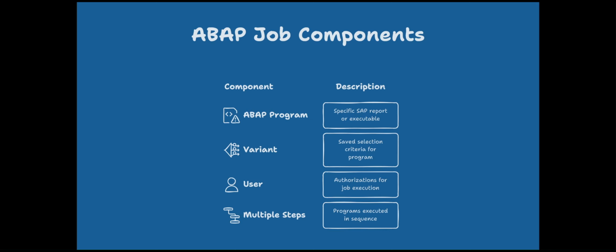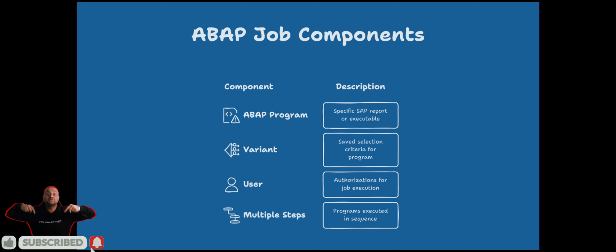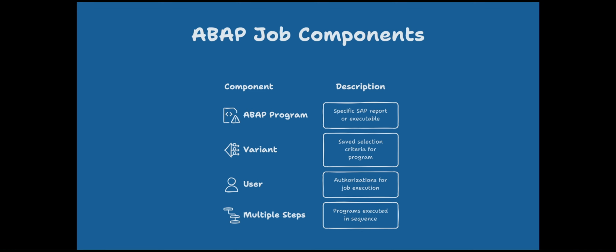Then the ABAP job components. In the background job, you will have to provide the ABAP program name, as I mentioned earlier, the variant name, which is the selection criteria for the program, and then the user authorization for job execution. Usually, in the production server, we use a batch user, which has all the authorizations to run, because running with your personal ID is not recommended. Please note it down: always use a batch user ID or consult your basis team if you are scheduling a batch job.